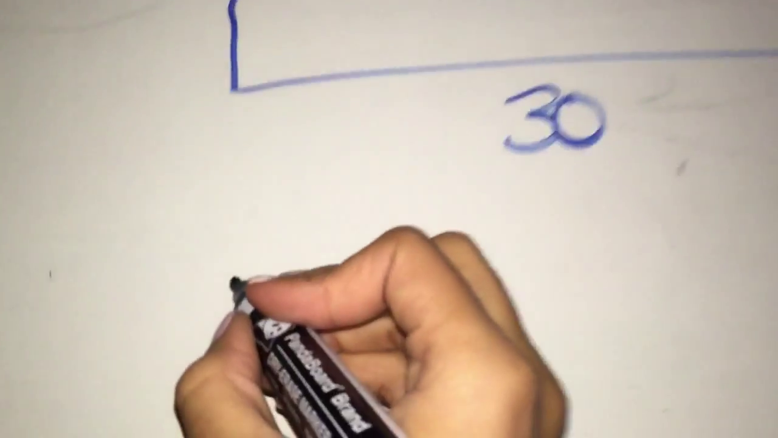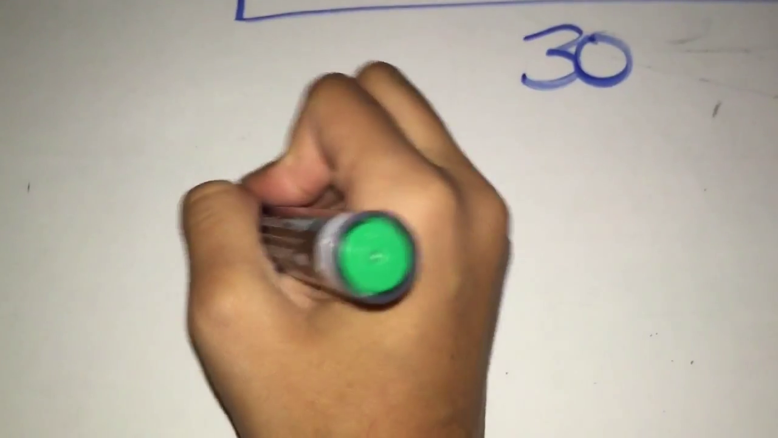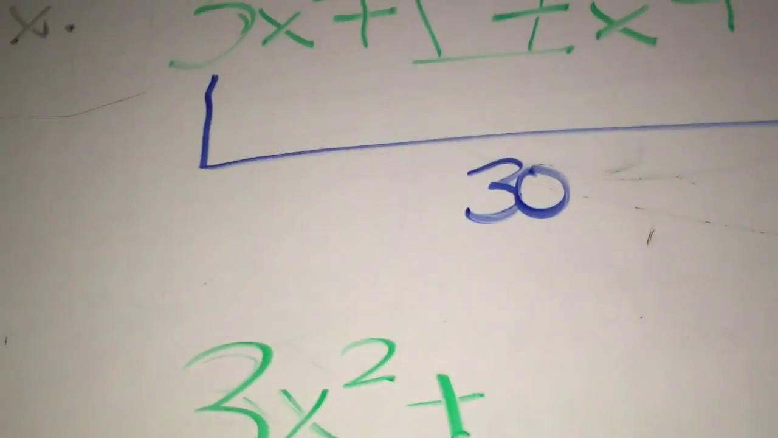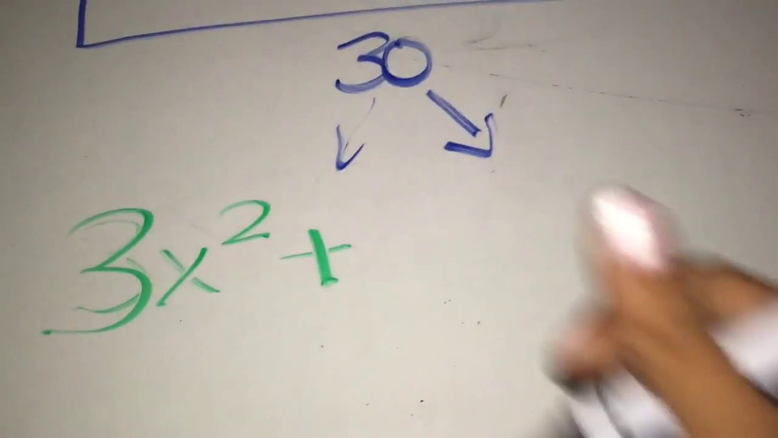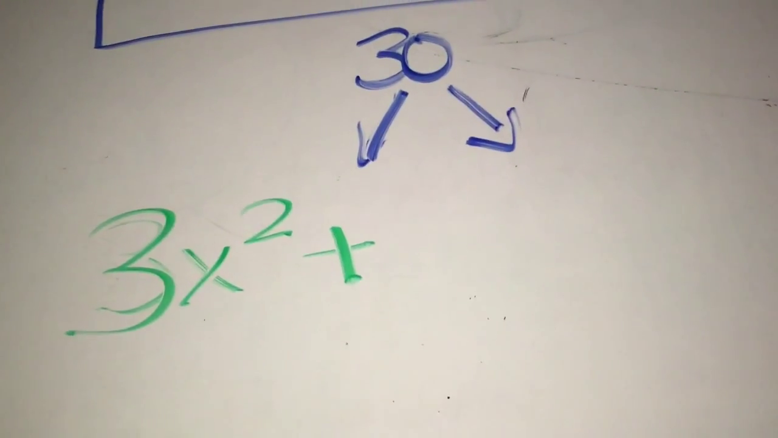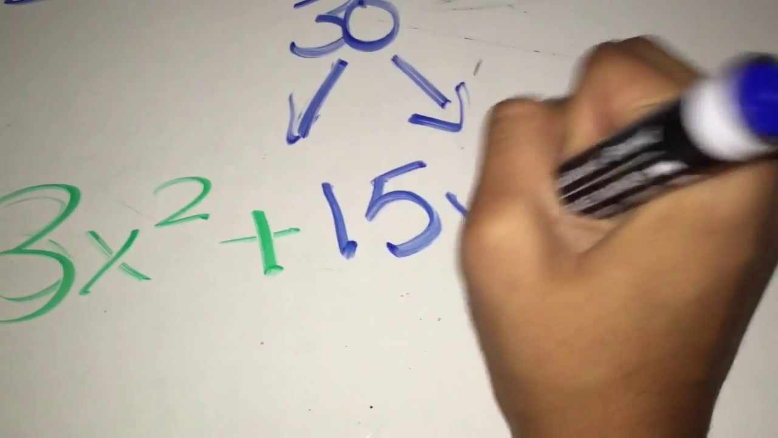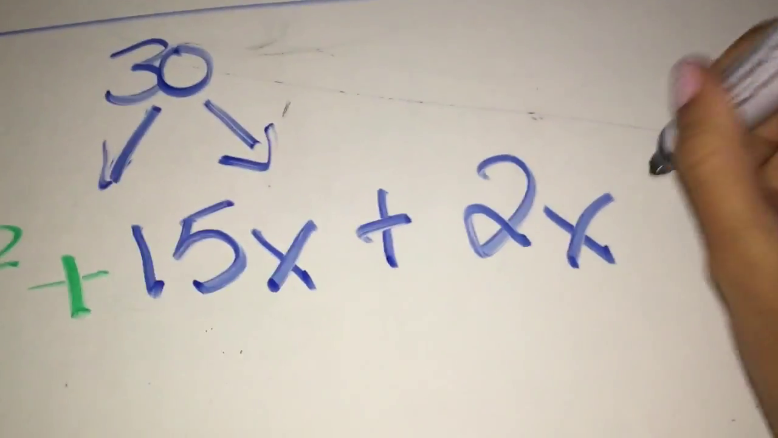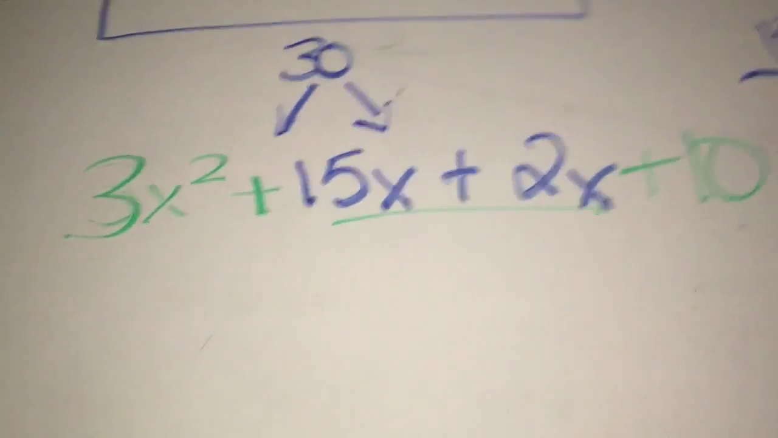So in decomposition, you break down the sum. So it's going to be 3x squared plus, and this is where you break it down. 17 gets broken down into two parts, which is 15 and 2. So you go plus 15x plus 2x plus 10. So those two are the only things that get broken down.